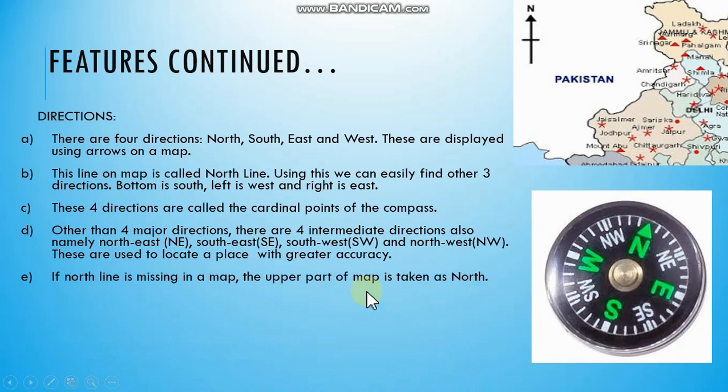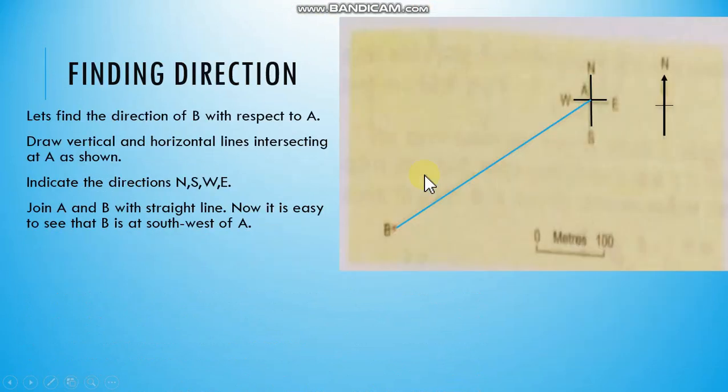If north line is missing in a map, the upper part of the map is taken as north. Now let us see how to find direction. Very easy. See this image.